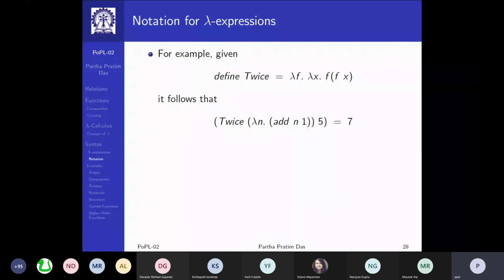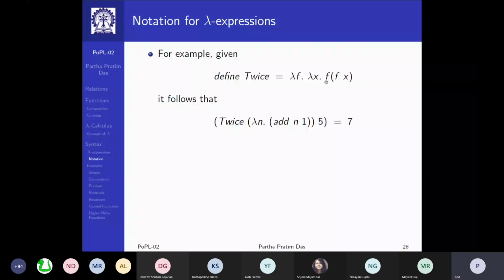So first look at this on the lambda expression side. Lambda f, lambda x, and what is the body? This is application, right? F applied onto x. So I'm invoking f with the value x. I'll get a result.